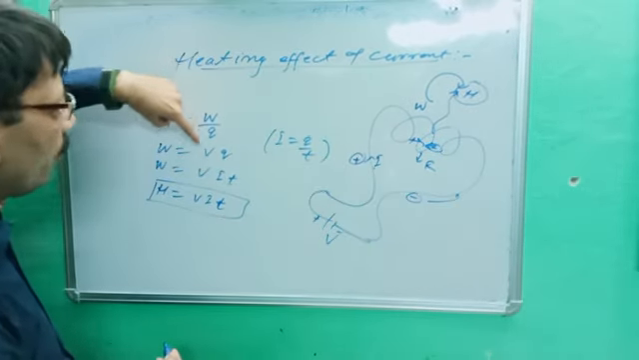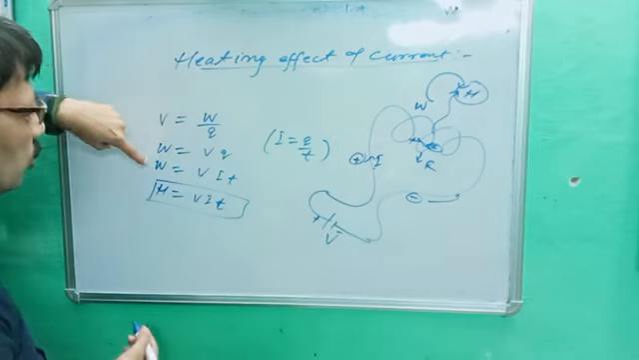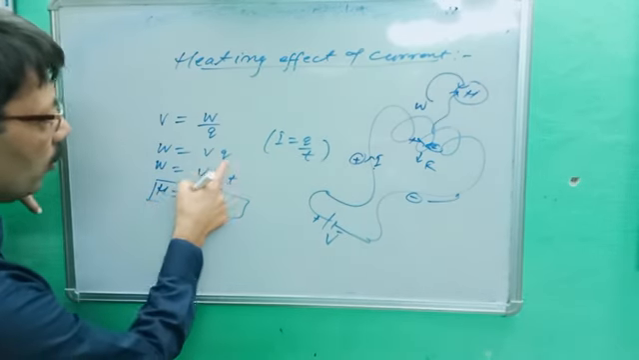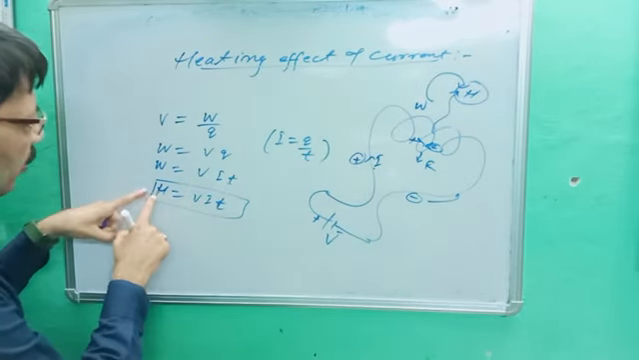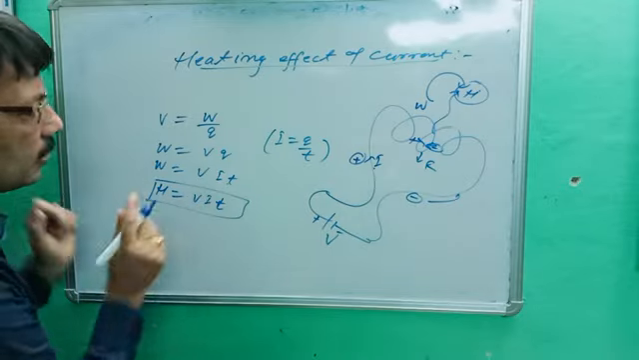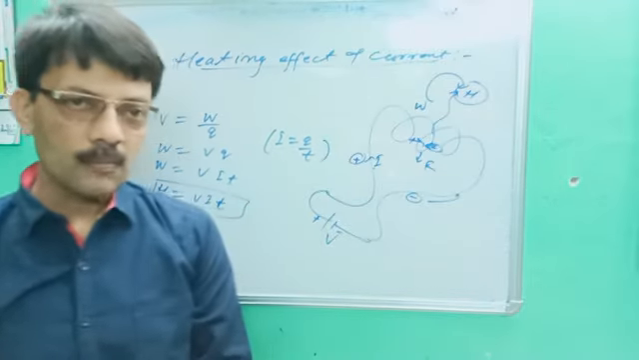V is equal to W upon Q. W is equal to VQ. So W is equal to what? V is the same. What about Q? Q is equal to IT. The formula becomes H is equal to VIT. This is the first formula. Are you getting it?